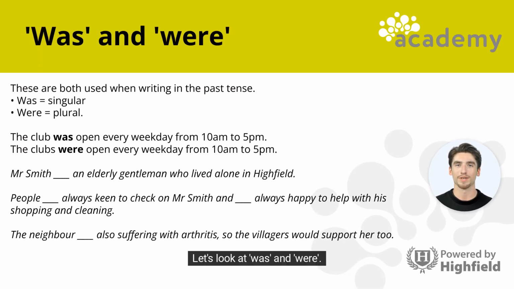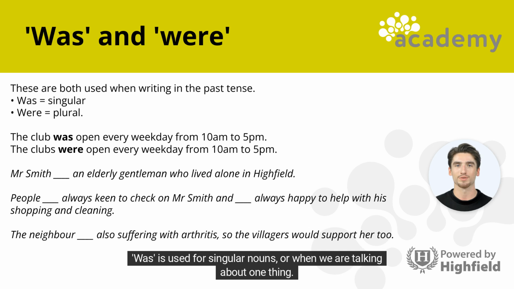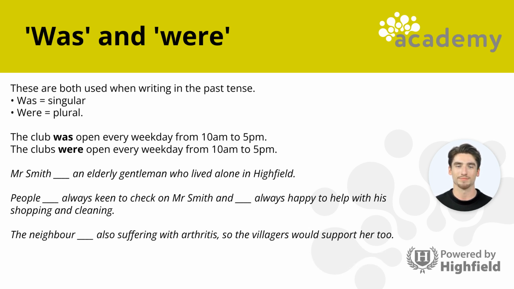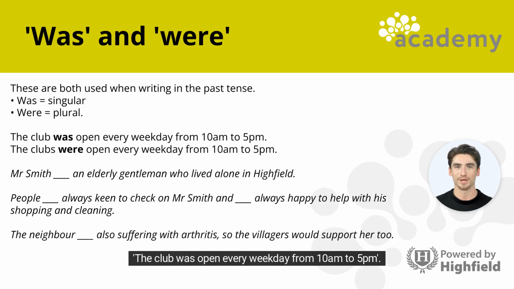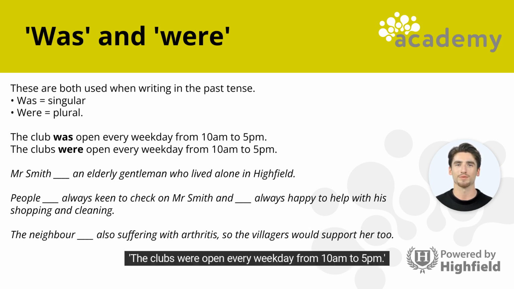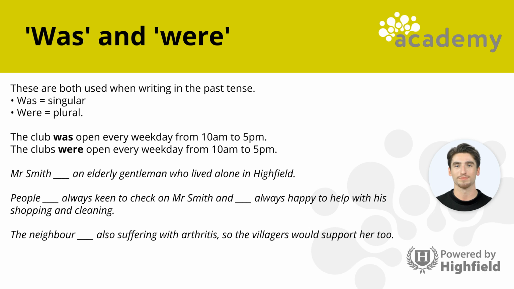Let's look at was and were. These are used in the past tense. Was is used for singular nouns or when we are talking about one thing. Were is used for plural nouns or when we are talking about more than one thing. For example, the club was open every weekday from 10 a.m. to 5 p.m. In this sentence, there is one club. Therefore, we use was. The clubs were open every weekday from 10 a.m. to 5 p.m. In this sentence, there are multiple clubs.